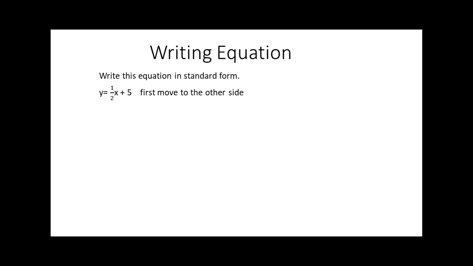We also have equations that are in standard form. In standard form, we have x and y on the same side of the equation. There can be no fractions, and x can never be negative when we have standard form. So here we have an equation y equals 1/2 x plus 5. That's in slope-intercept form, and it has a fraction. So we want to get that into standard form.